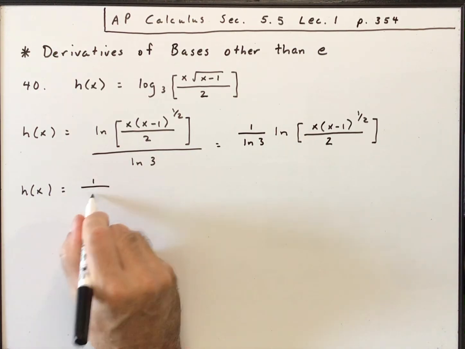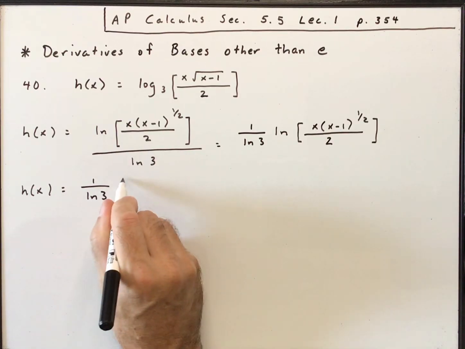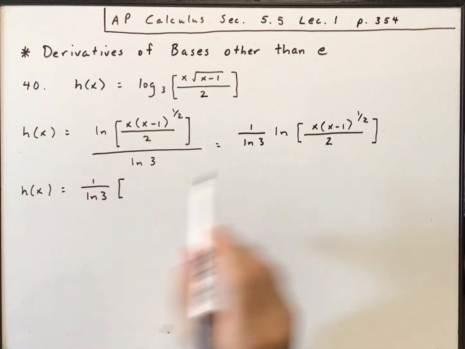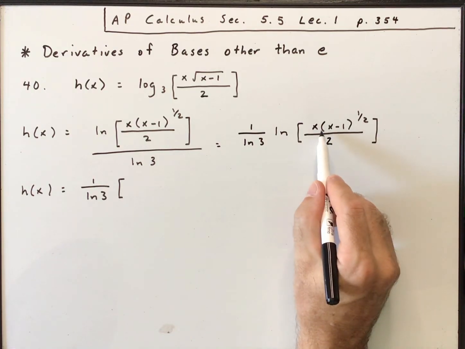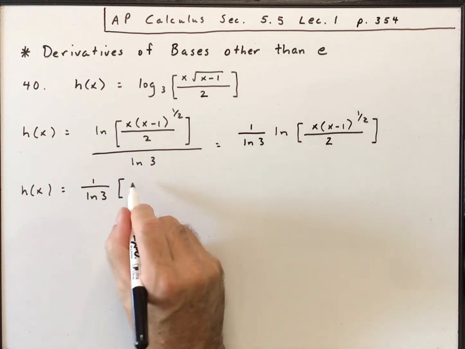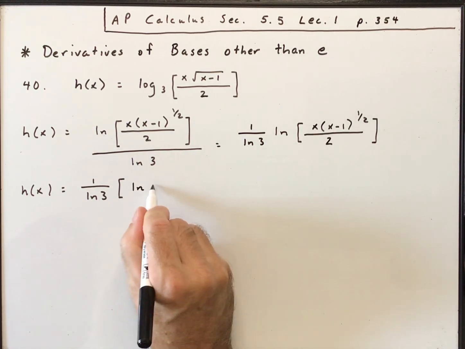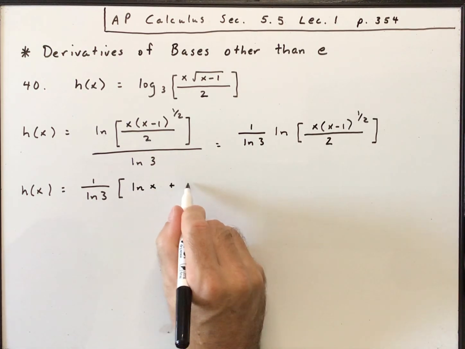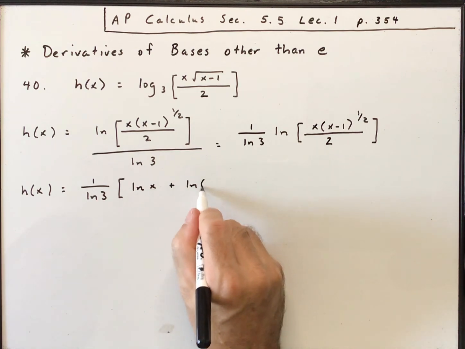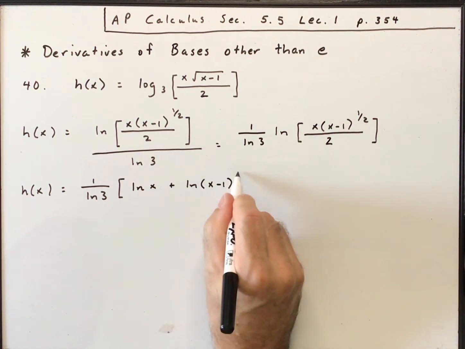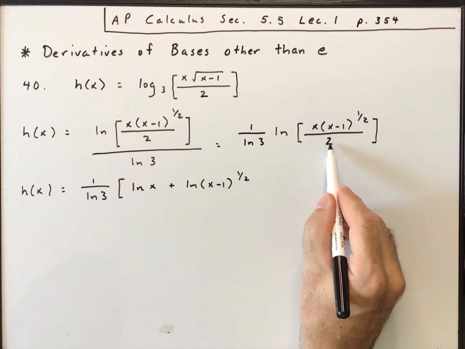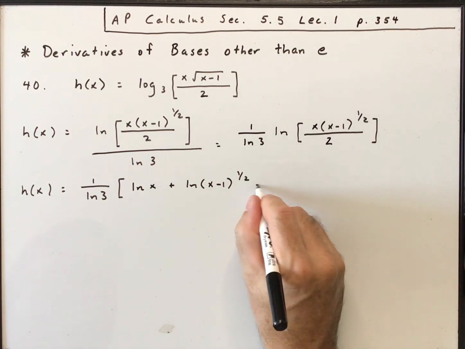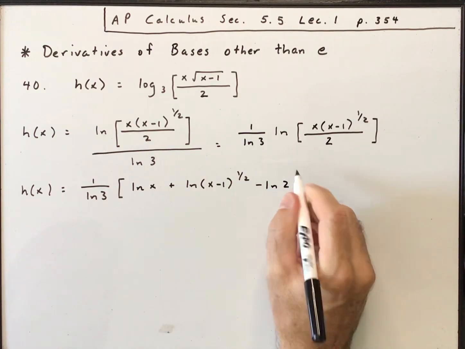So I've got 1 over natural log 3, bracket here, x times (x minus 1). That would be the same as addition, since we've got multiplication here on top. So that's going to be the natural log of x plus the natural log of (x minus 1) to the 1/2. And then what we have on bottom, we subtract, remember, this is a fraction, so minus the natural log of 2.